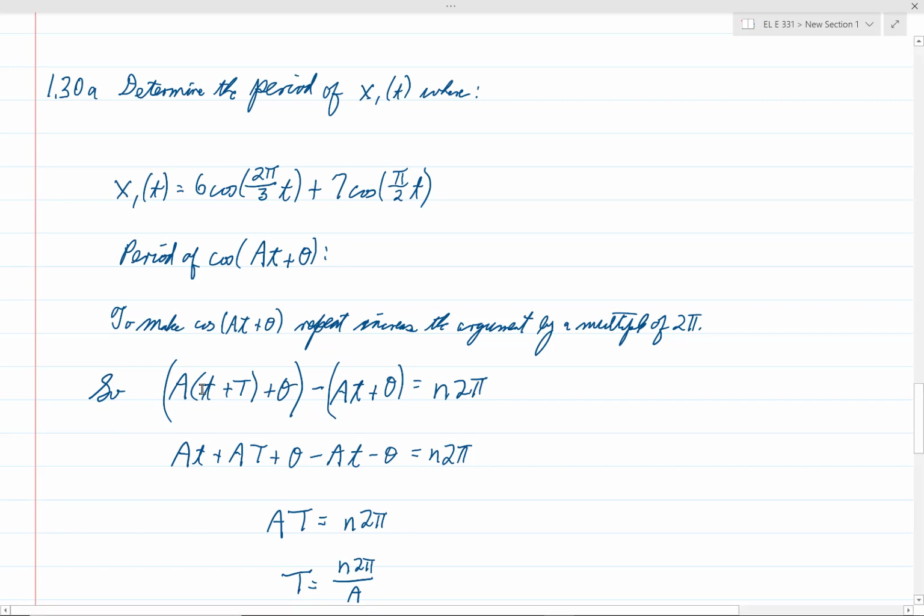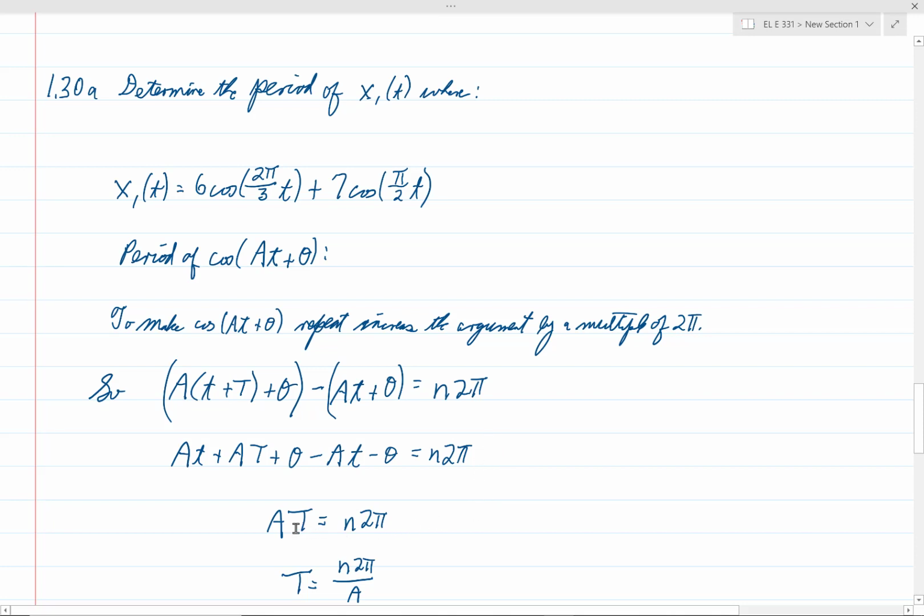Okay. Now let's go ahead and multiply out these things and do this subtraction. So a times little t plus a times capital T plus theta minus a times little t minus theta is equal to n times 2 pi. Well, you see that the a times little t and the minus a times little t goes away, and theta minus theta goes away. So all we're left with on the left-hand side is a times capital T, and on the right-hand side we have n times 2 pi.